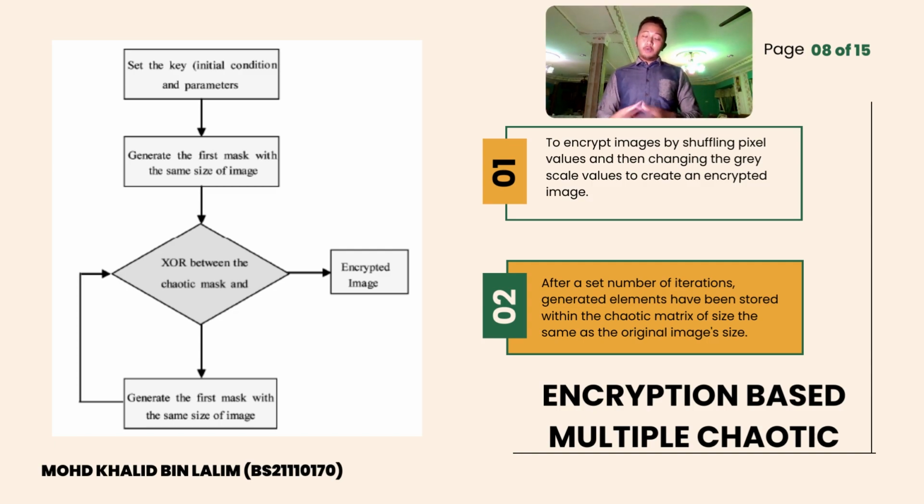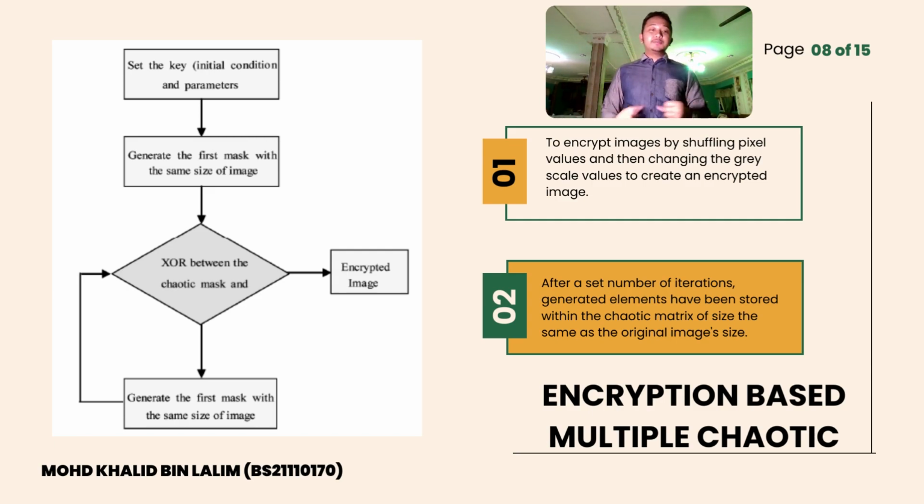So we go to the flowchart. We go through the step by step of this multiple chaotic encryption system. The first step is we need to set the key, which is the initial conditions and parameters. The parameters must be in the acceptable interval. Step number 2. Generate the first mask with the same size as the image.